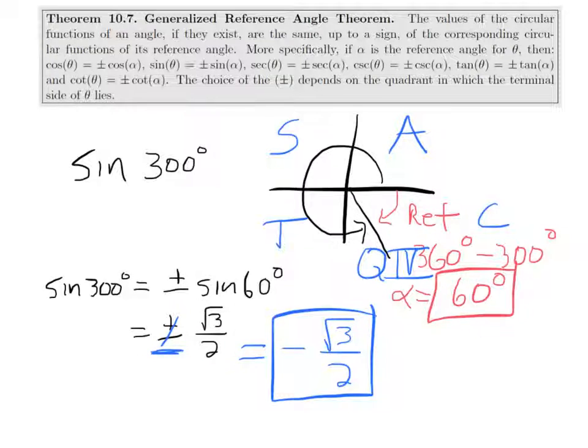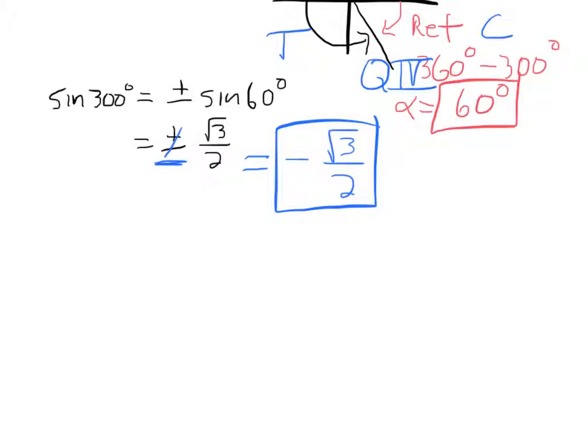There's another quick example. If we wanted to do, let's say, secant of 7 pi sixths.